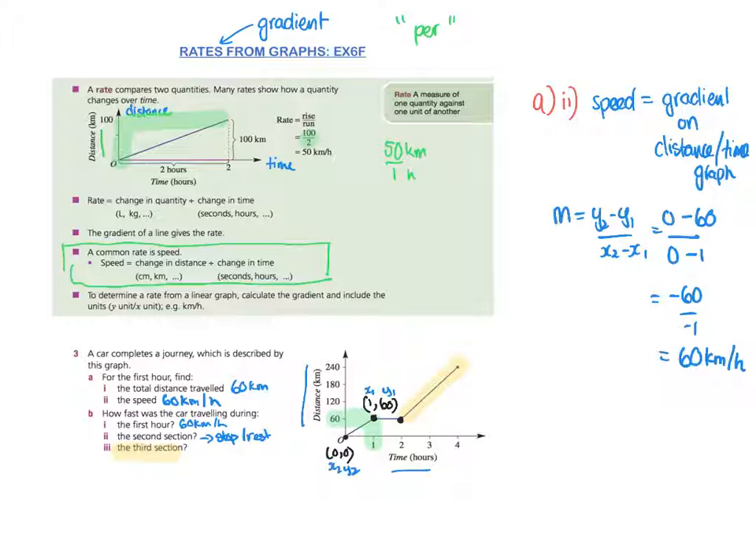So we'll use this one. If I'm at that point, what's the x value? 2. And what's the y value? Good. And up here, what's the x value? 4. And the y value? 240. So we'll do that, and we'll call this one x1, y1, x2, y2, and let's find our gradient, or essentially let's find our speed he's going at in that third section.